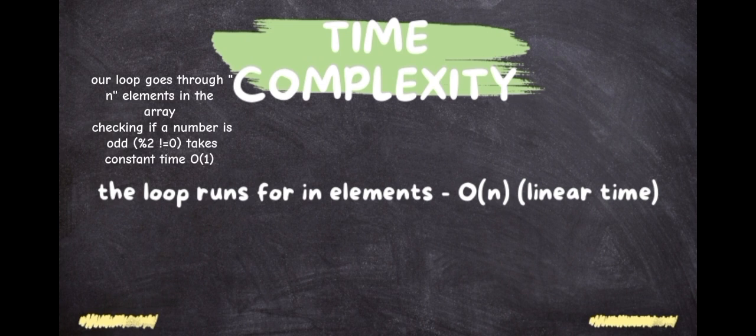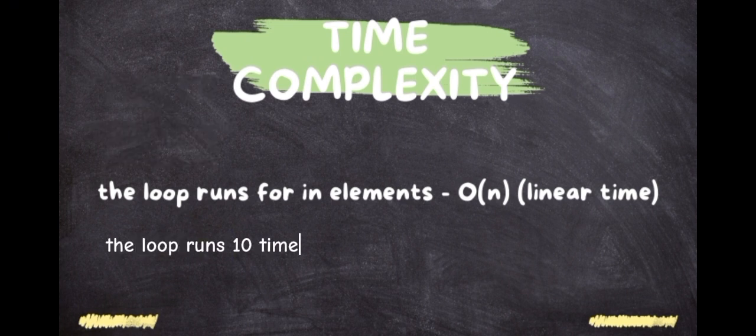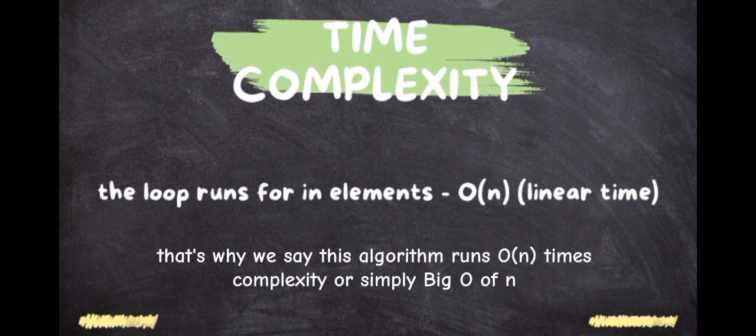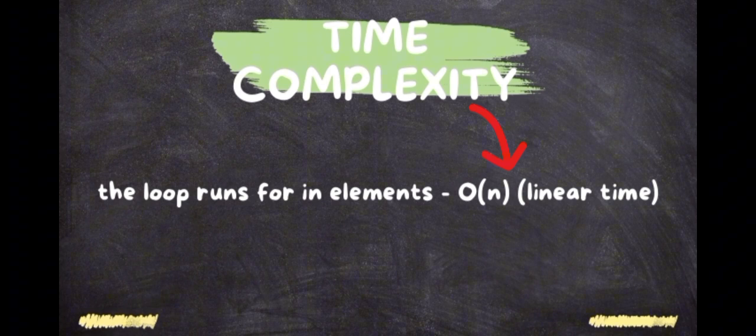In simple words, if the array has 10 elements, the loop runs 10 times. If it has 1000 elements, the loop runs 1000 times. So as n grows, the time taken increases linearly. That's why we say this algorithm runs in O(n) time complexity, or simply big O of n.